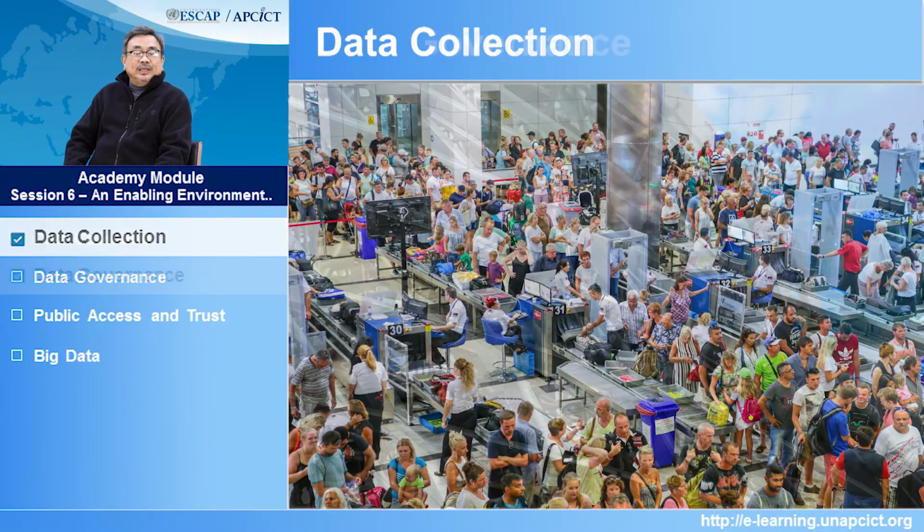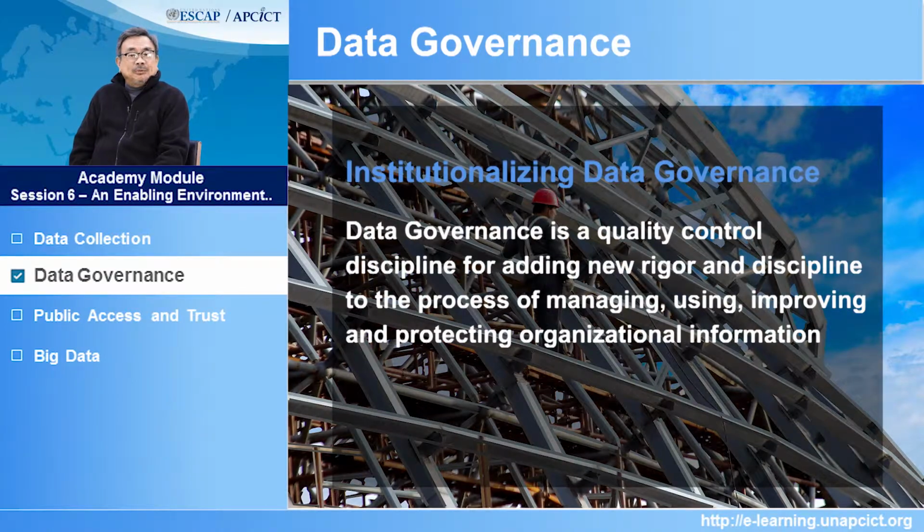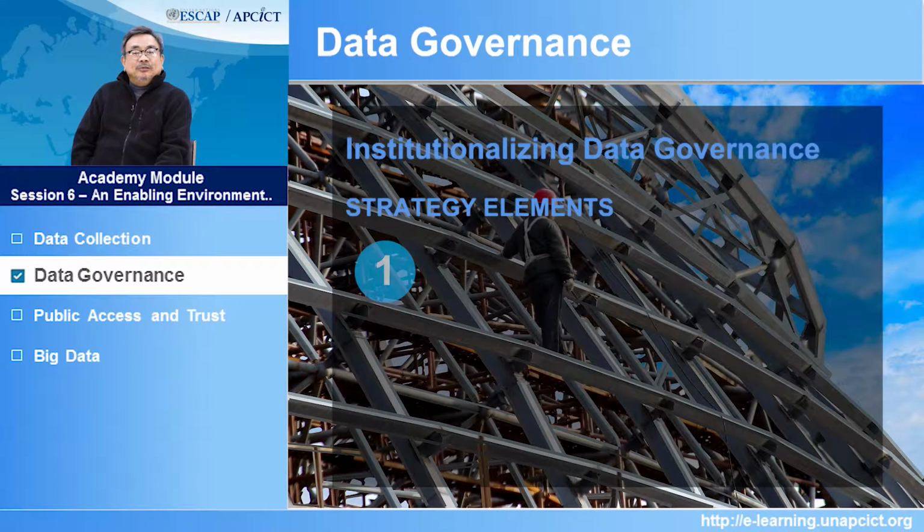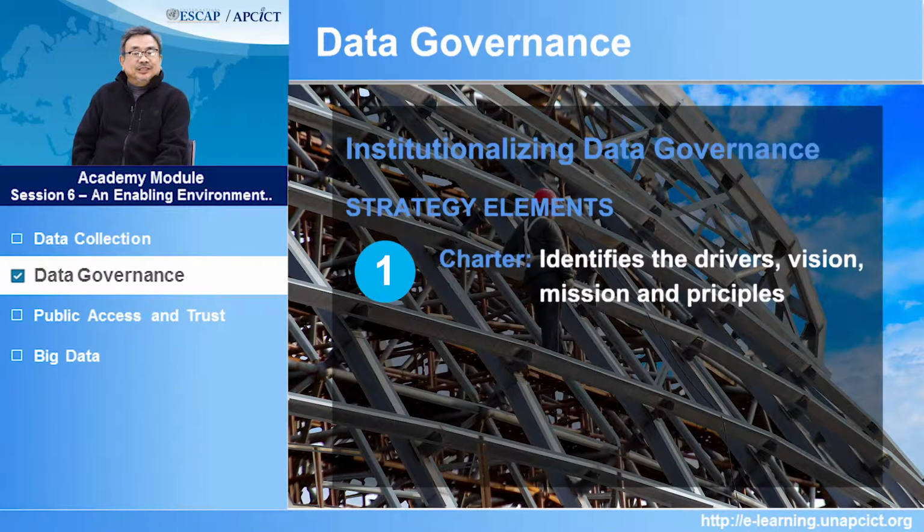Let's now turn to data governance. As we said, data governance is a quality control discipline for adding new rigor and discipline to the process of managing, using, improving, and protecting organizational information. What do we need to do in order to institutionalize data governance? The first is we have to provide a charter. We have to identify the drivers, mission, vision, and principles for data governance. This includes readiness assessment, internal process discovery, and current issues and success criteria.